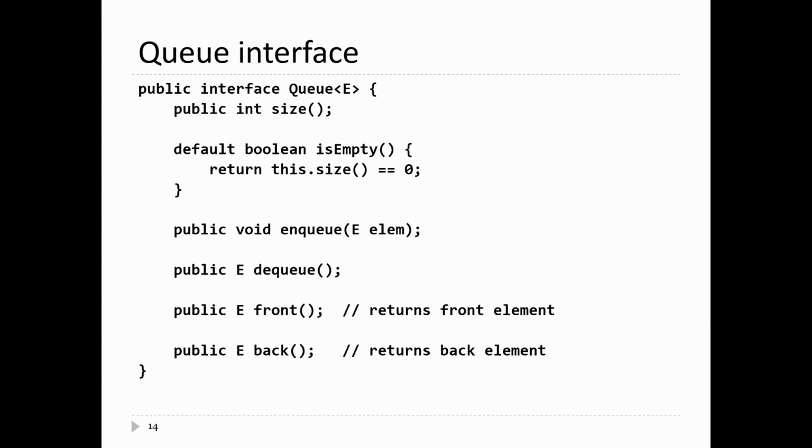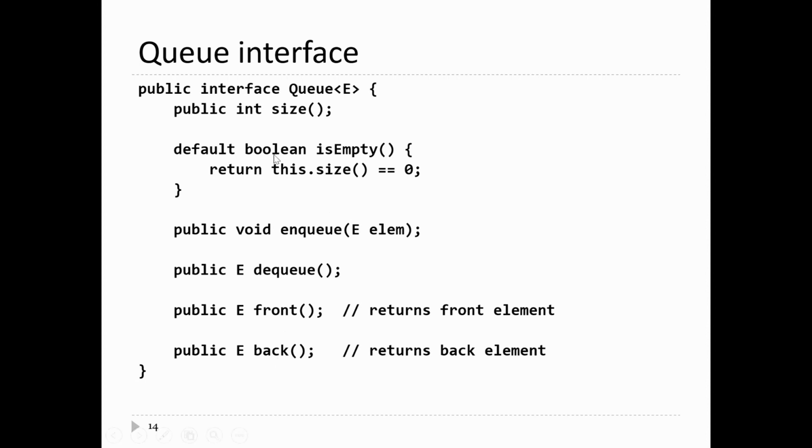It's easy to make an interface for queues. Well, it's easy to make an interface in general. So what does our queue interface look like? I want it to be generic, so I have the element type E. We've got a size method. We have isEmpty, NQ, DQ, front, and back. Front returns the front element of the queue without taking it out. Back returns the last element of the queue without taking it out.